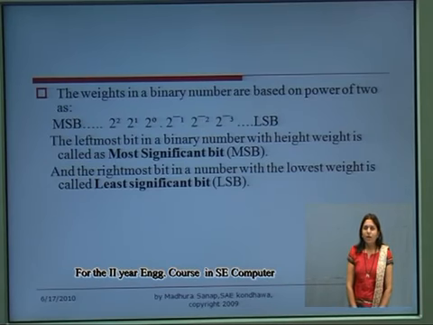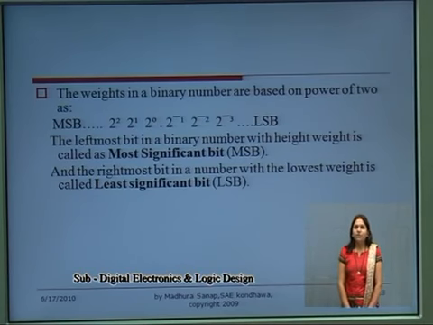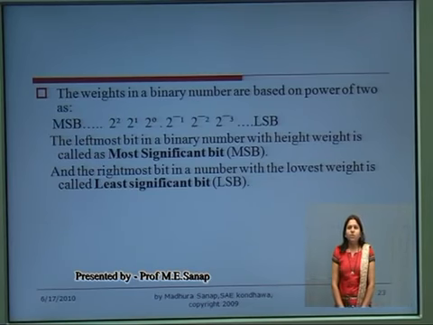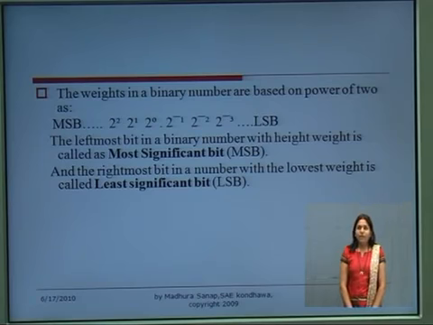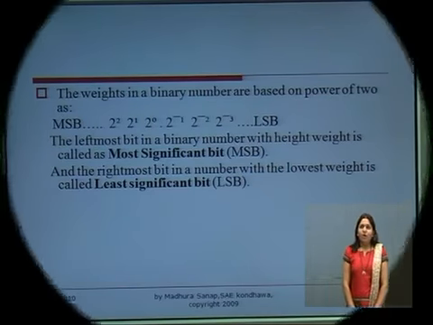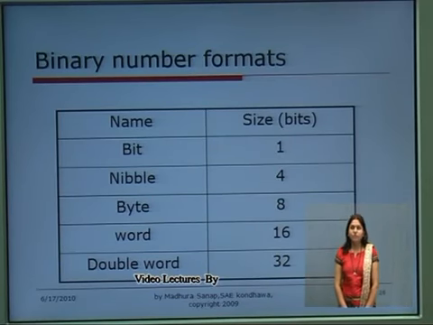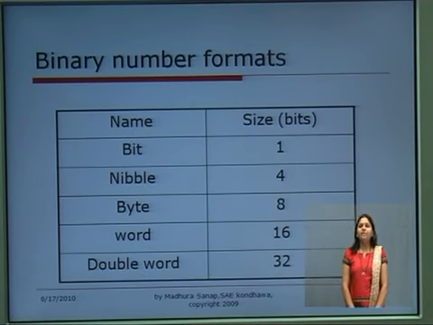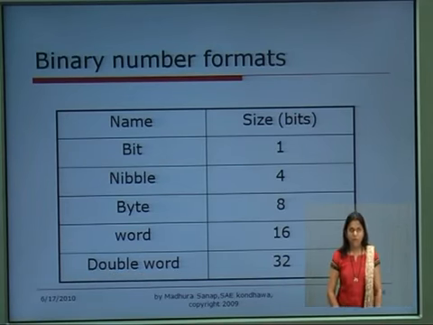Here again, one thing is we have LSB and MSB. What is that? The leftmost bit in a binary number with the highest weight is called the most significant bit, in short the MSB. And the rightmost bit in a number with the lowest weight is called the LSB, or least significant bit. In binary format we have a few things. A bit always has size 1, a nibble has size 4, a byte has size 8, a word has size 16 and a double word has size 32.